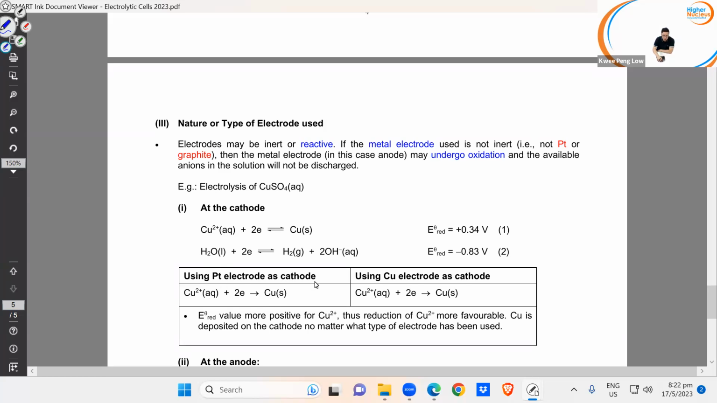If I change my platinum to a reactive copper electrode, at the cathode, it is still copper(II) ions getting reduced to copper solid. Understand? Because your copper electrode can only get oxidized. It cannot get reduced. Cathode is where reduction occurs. So at the cathode, whether you use an inert or a reactive electrode, it makes no difference to your reaction. Okay, I hope you understand now.